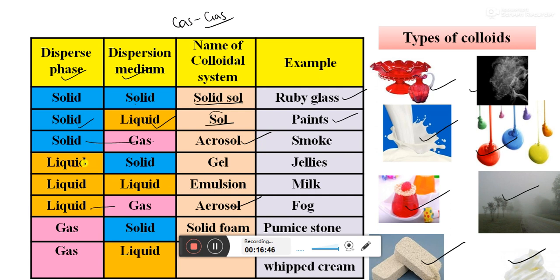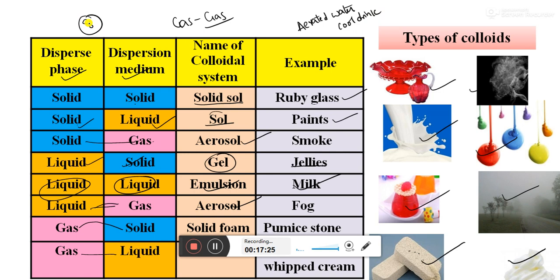Next, remember that liquid in solid is called a gel, like jellies. Liquid in liquid is called an emulsion. Example: milk. Gas in liquid is the aerosol already mentioned. Gas in solid, where some gas molecules are trapped, is called pumice stone. Gas in liquid, what is that? Aerated water, like a cool drink. Okay, no? These are the types of colloids. There are eight types of colloidal solutions.